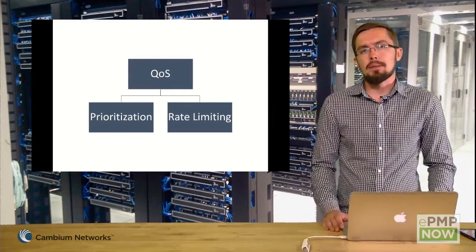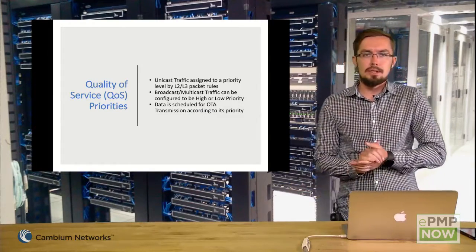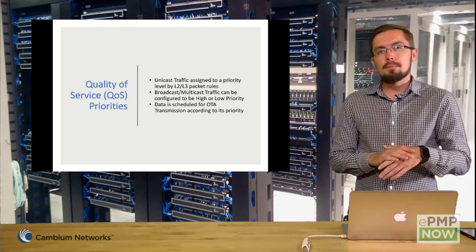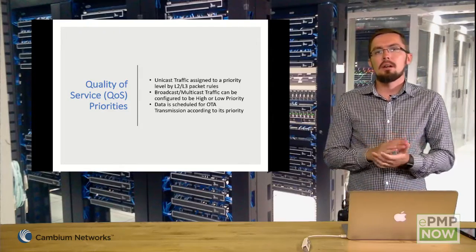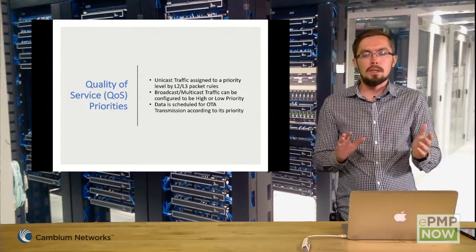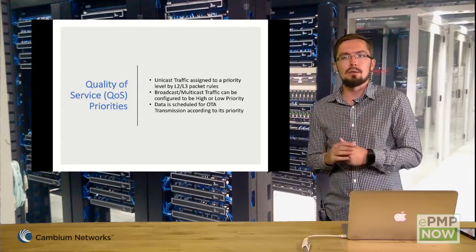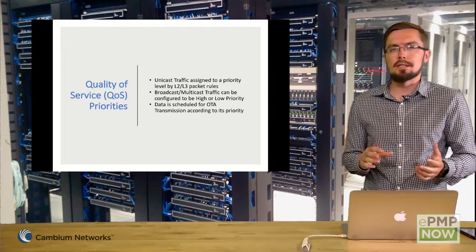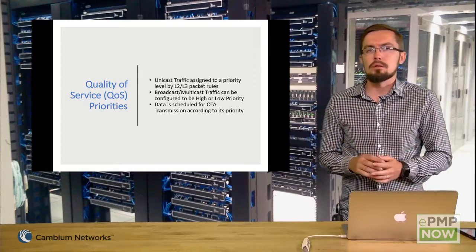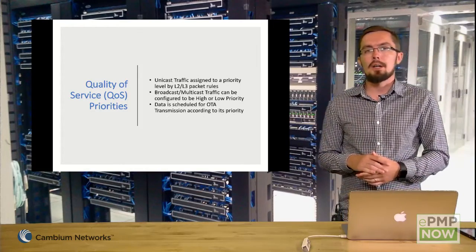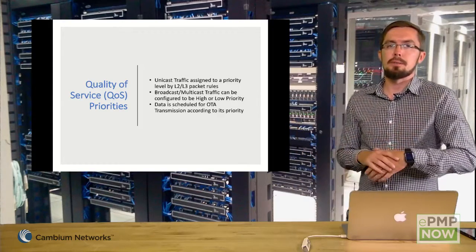Let's go step by step and start with prioritization. How it works depends on the type of data. For unicast, there are no pre-configured automatic rules to prioritize the data. So if you want to prioritize certain unicast data like voice over IP, video data, or your management VLAN, you have to create manual rules on ePMP, and I will show you how to do it a little bit further.